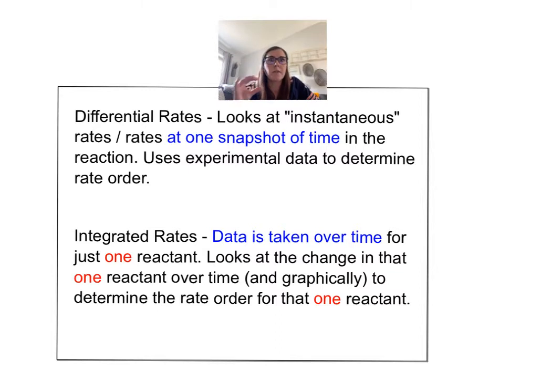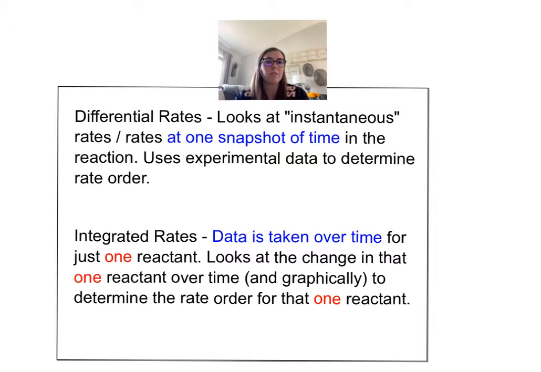So the first real topic we studied was differential rate laws. What that did is it looked at instantaneous rates, really the initial rate of a reaction. So one snapshot in a certain time, usually at the beginning, right when t equals 0, right when it starts. And we needed the experimental data to determine the reaction order. So we saw different experiments where one thing might change and the other is constant, and then the other thing changed and the first was constant. We used that to figure out the rate order for the reaction.